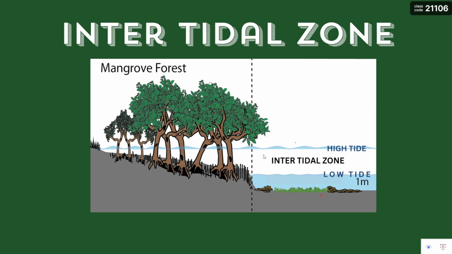Mangrove forests grow in what is called the intertidal zone. For those of you who have been to the sea, you will know that the sea rises twice in a day and it rises to a level we call the high tide line, and then twice in the day the water recedes and it goes down to a level which we call the low tide line. So the area between the high tide line and the low tide line is called the intertidal zone.